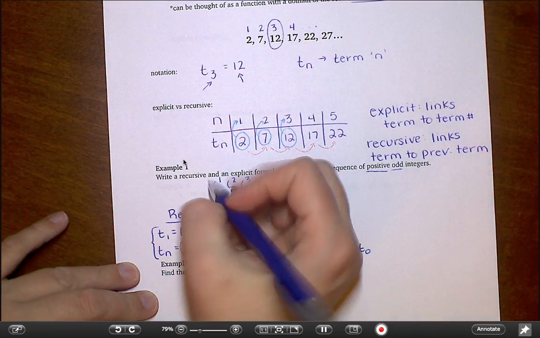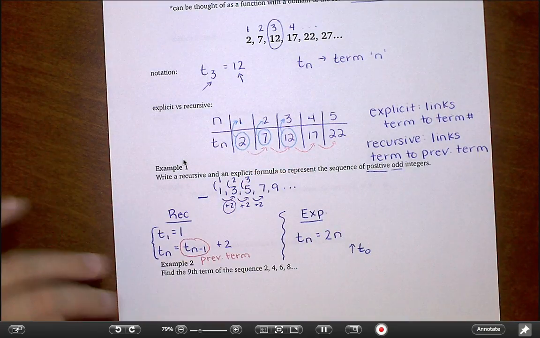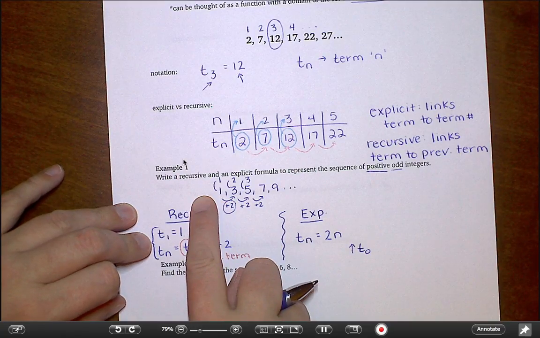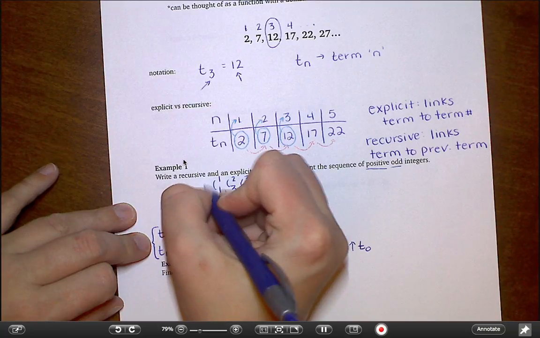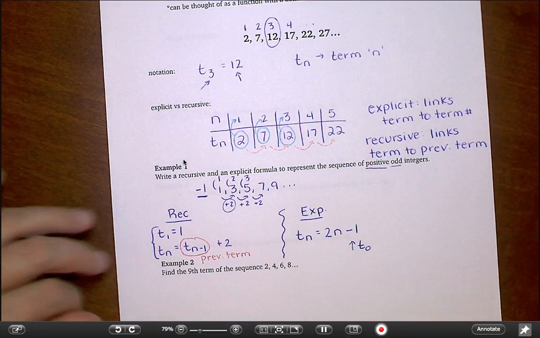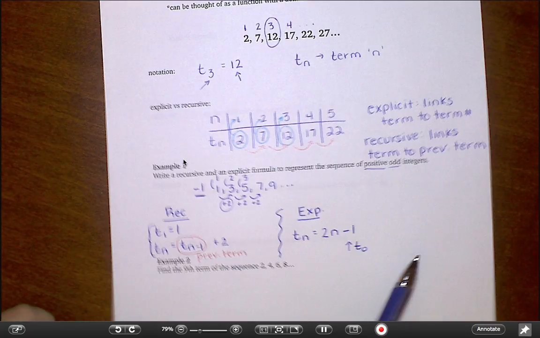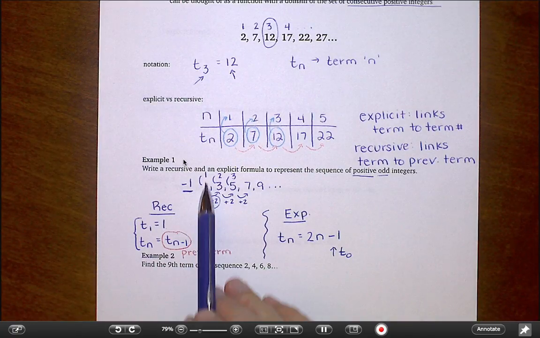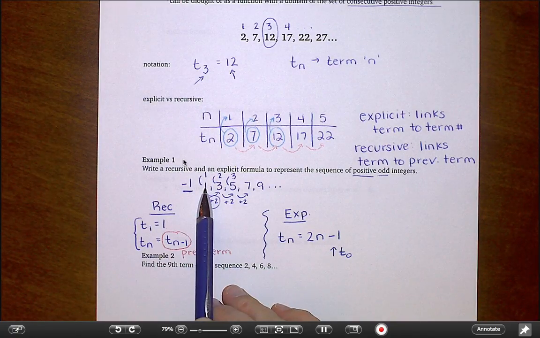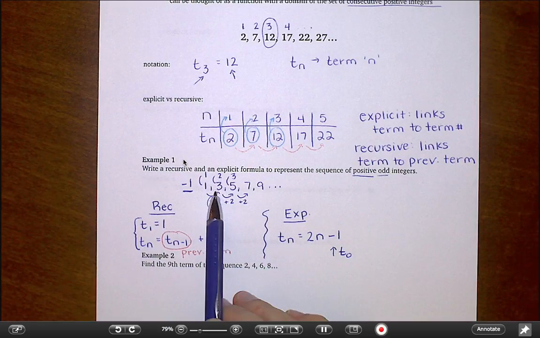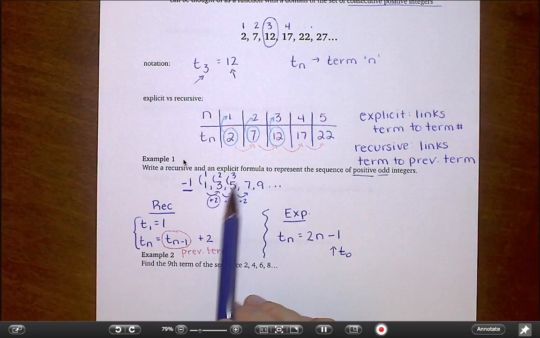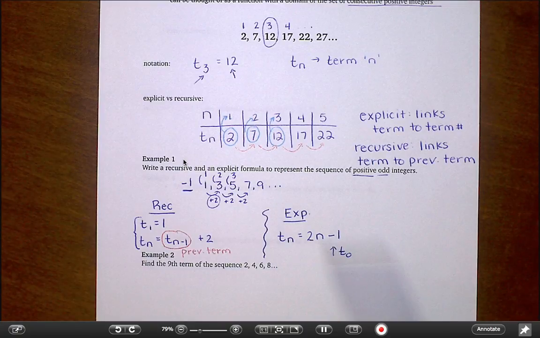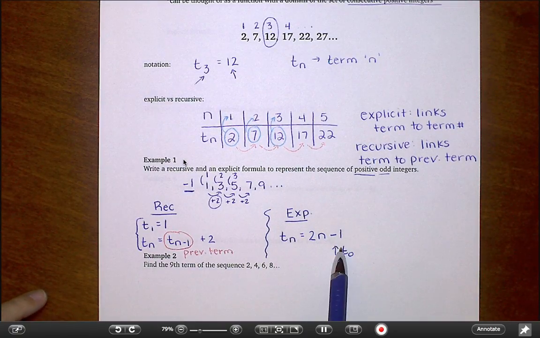So if term 1 is 1, if we went backwards a step, what would term 0 be? Well, if I had to back up 1 here, that would mean I'd be subtracting 2. 1 minus 2 is negative 1. So I'm going to put a minus 1 there, and then ask yourself if that works. Even if you maybe didn't understand where that came from, see if you can understand why this does work. 2 times 1 minus 1 gives you 1. 2 times 2 minus 1 gives you 3. 2 times 3 minus 1 gives you 5. 2 times 4 minus 1 gives you 7, and so on. So this here would be your explicit formula.